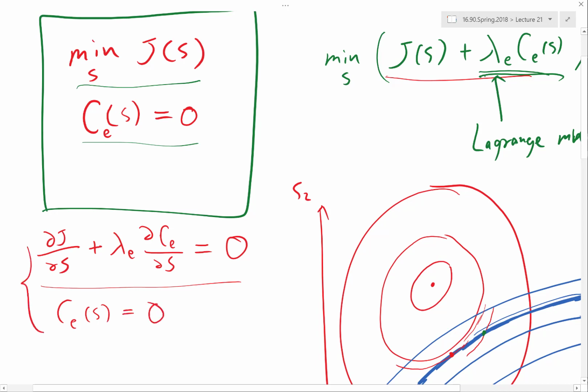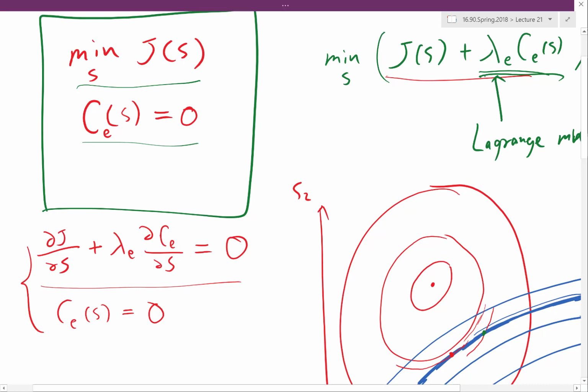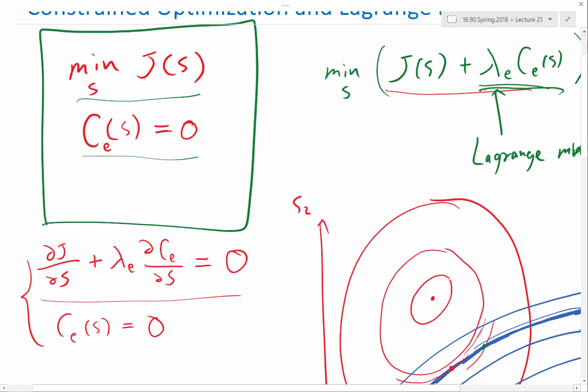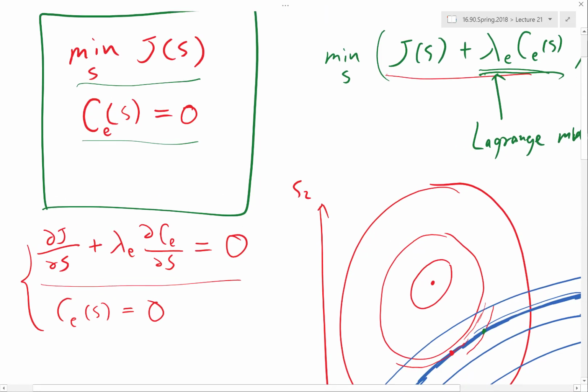The constraint itself, right? So this basically completes what we need to formulate what is called the first order optimality condition for constrained optimization problems. Some people actually write the CE equal to 0 in a more, maybe you can call it, elegant way.